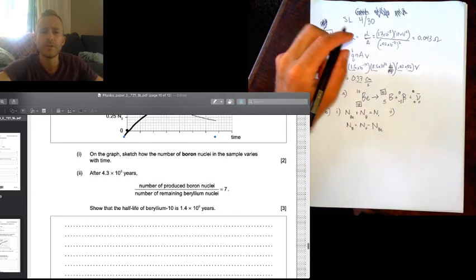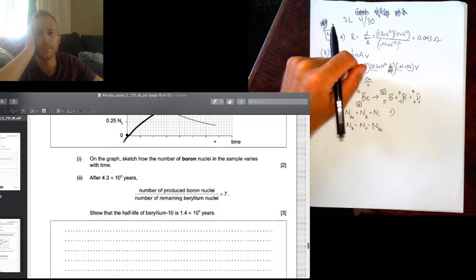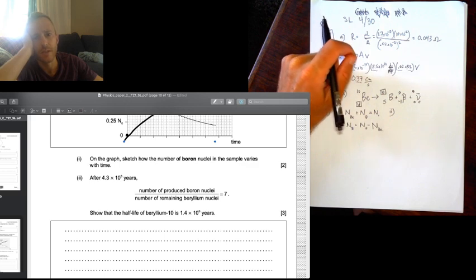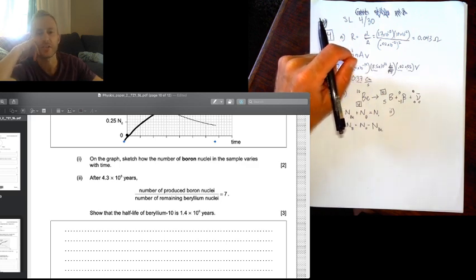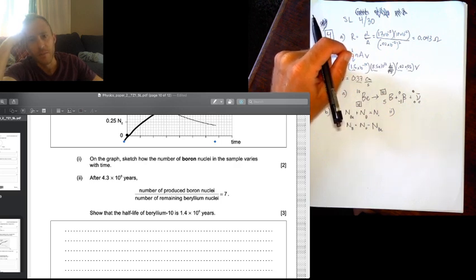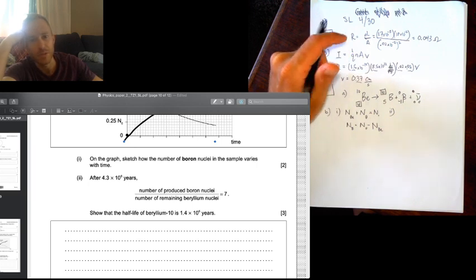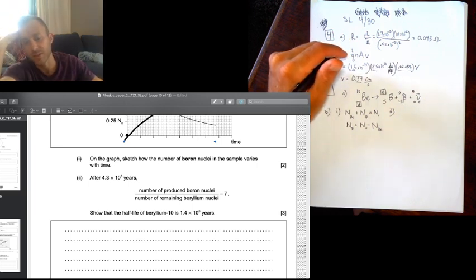Part 2 says after 4.3 times 10 to the 6 years, the number of produced boron nuclei divided by the number of remaining beryllium nuclei is 7. Show that the half-life of beryllium is 1.4 times 10 to the 6th years.